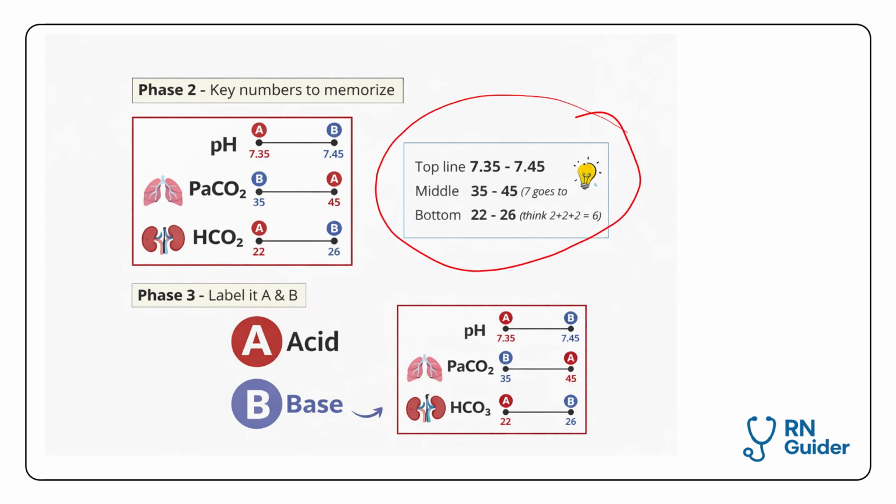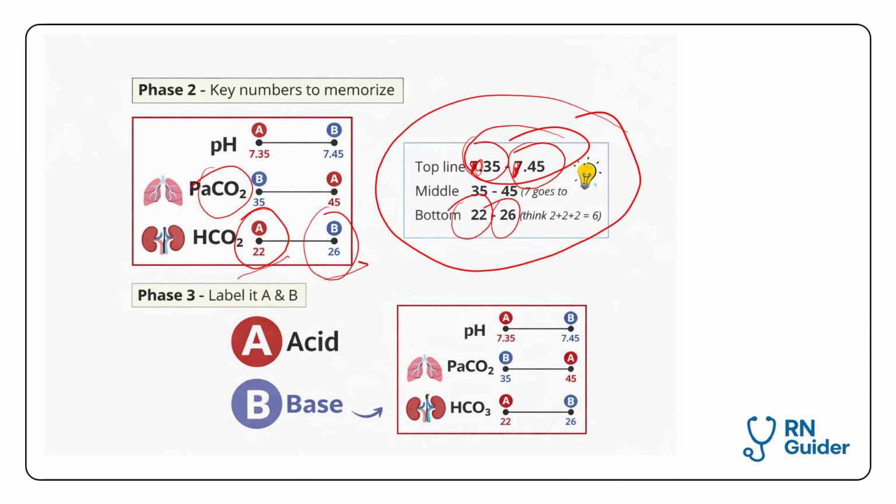In the next phase we will try to memorize the normal values. How can we remember these normal values? First we have to memorize the pH normal value. The pH normal value is 7.35 to 7.45. If we hide this 7, then we get 35 to 45, and this 35 to 45 is the normal value of carbon dioxide. And the bicarbonate normal value is 22 to 26. We have to memorize that.